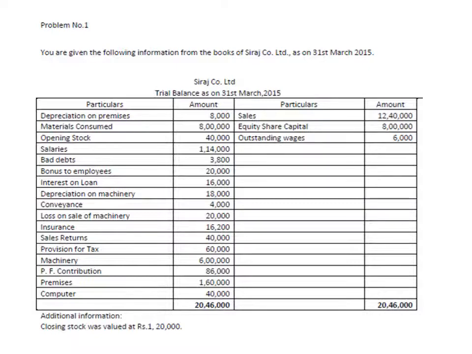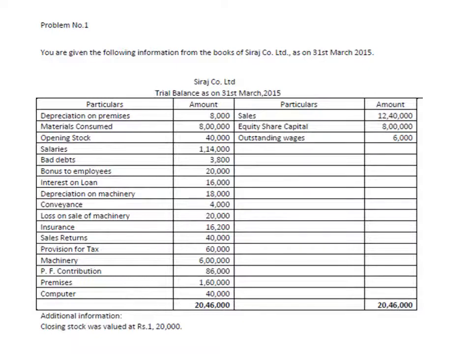Insurance is also other expense. Sales return. Sales return we have to adjust with the sales. We see on the other side we have sales amount. There what we have to do, sales minus sales return gives us net sales. This is the revenue which a company receives.